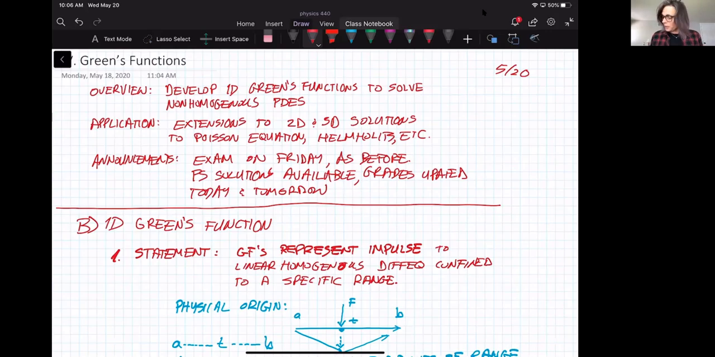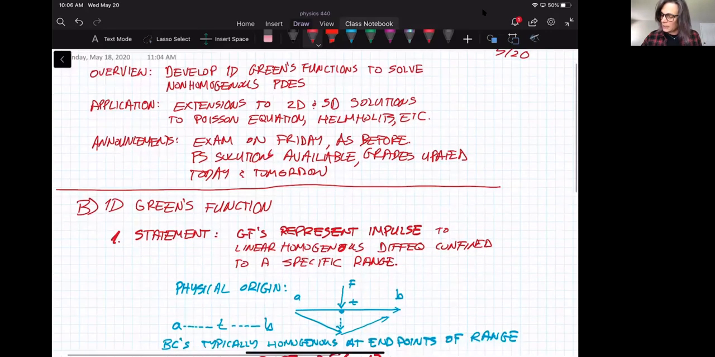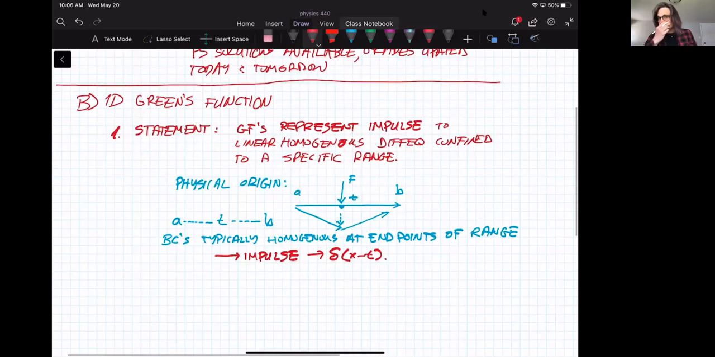Let's get started then. As I mentioned, today we are going to focus on Green's functions. And I have to tell you, it's taken me 30 years to figure out Green's functions. So if this is confusing, it's because it's confusing. But as I was preparing the lecture, I think I finally got it. And I've taught this course 3 times, but now I think I really get it.